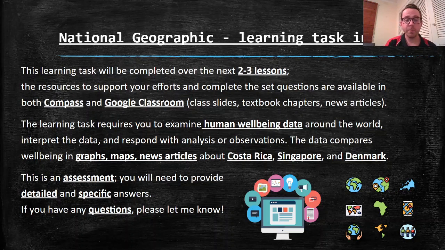So we're comparing well-being in Costa Rica, Singapore, and Denmark. So looking at human well-being, health and happiness in Latin America, Asia, and Europe. 3 very different parts of the world.